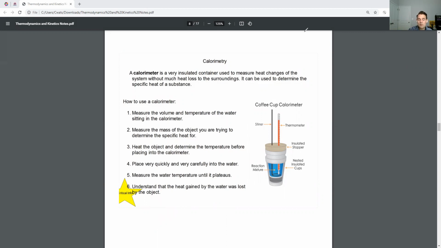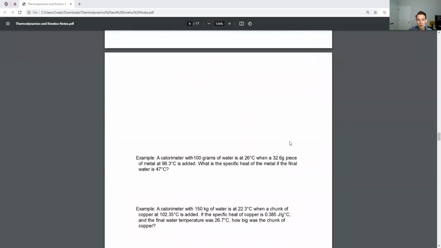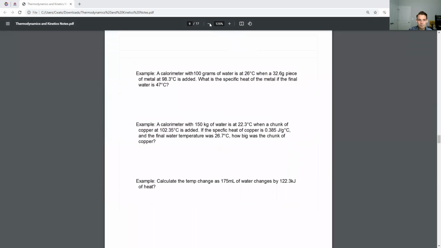So let's do some different situation problems in order for you to understand what we're looking at here. Okay, example number 1. A calorimeter with 100 grams of water is at 26 degrees Celsius when a 32.6 gram piece of metal at 98.3 degrees Celsius is added. What is the specific heat of the metal if the final water temperature is 47 degrees Celsius?